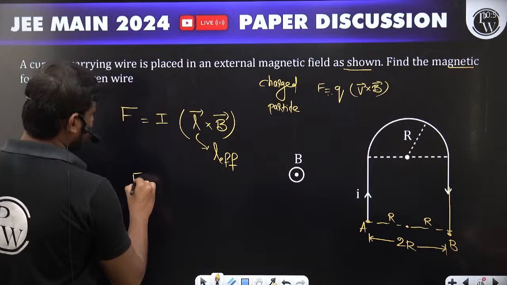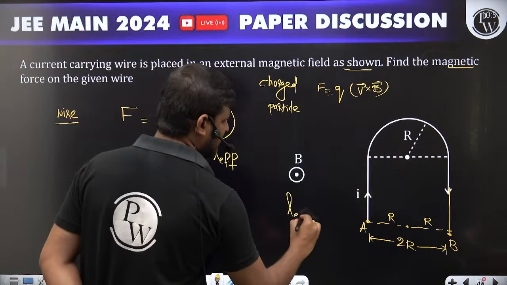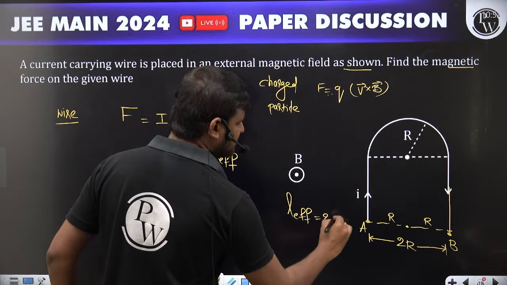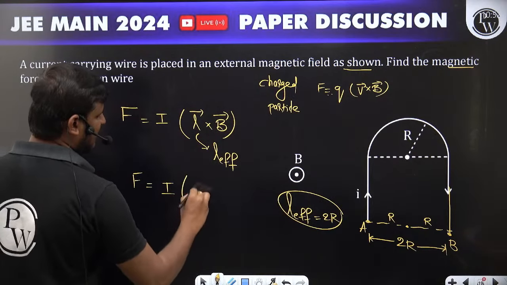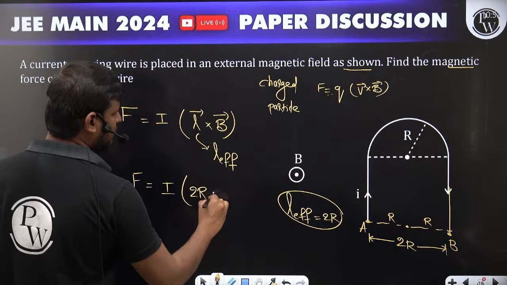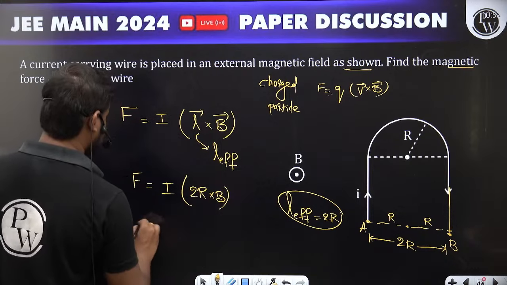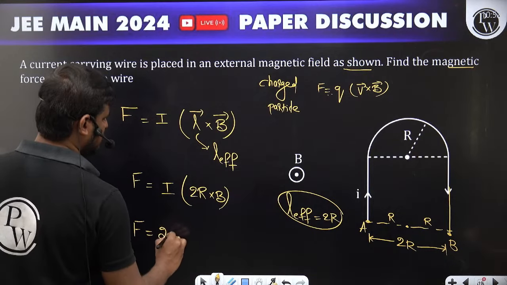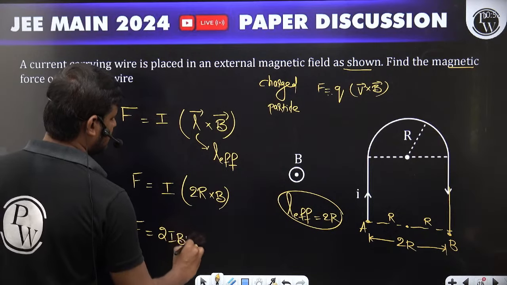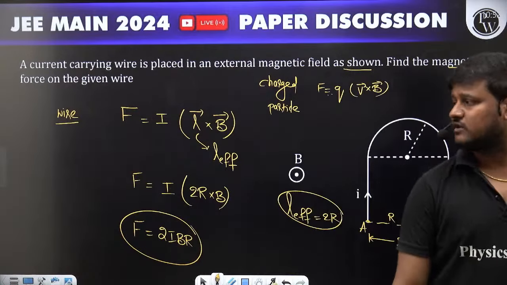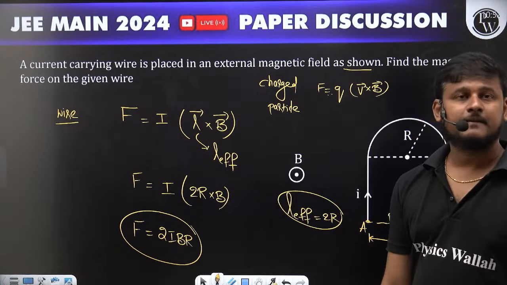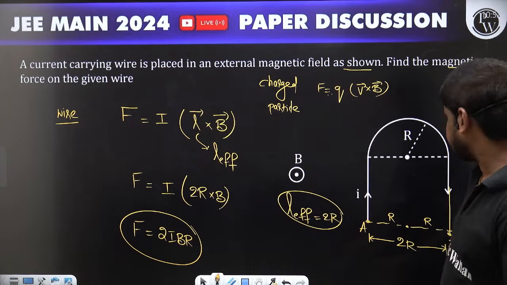Now I can write F is equal to, in this particular scenario, the L effective is 2R. So just substitute the value, I into, in place of L, 2R into B. So F is equal to 2IBR. If they give the values, you can substitute the values. Otherwise, you can choose the answer directly. Done.